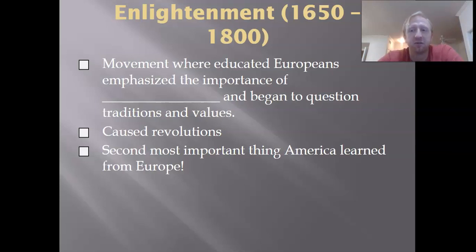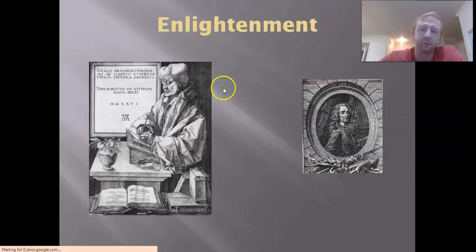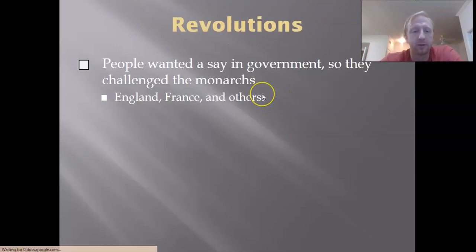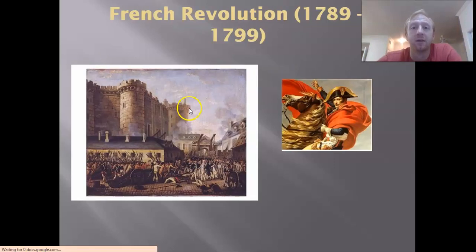Free thinking causes revolutions: the American Revolution, the French Revolution, all sorts of revolutions. The Russian Revolution in a weird kind of way. So, more of these dudes. Revolutions, right? People wanted a say in their governments, so they challenged the monarchies, England, France, and others. Those are the two big ones I just mentioned. England and the English Bill of Rights. Guess where we get our Bill of Rights? So much good stuff to talk about. So the French Revolution, off with their heads, is their official motto.